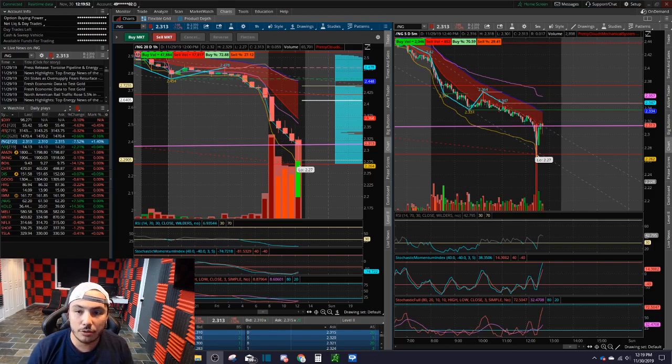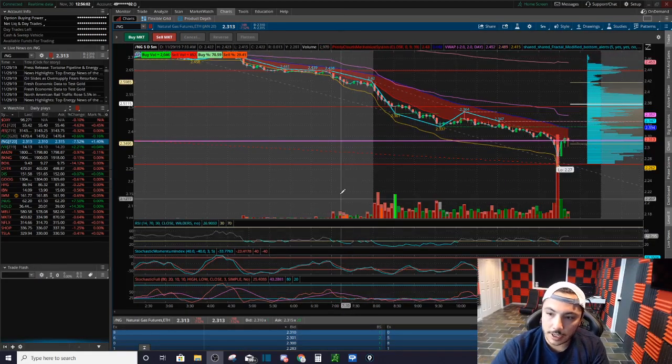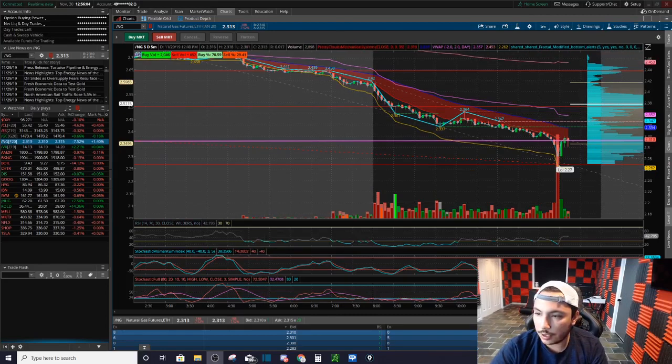For example, I use TD Ameritrade Thinkorswim for my charting, which provides a lot of valuable information, and it has a lot of studies and little gadgets that you can use. One of them I use is Trade Flash, which is right over here. So that's Trade Flash.